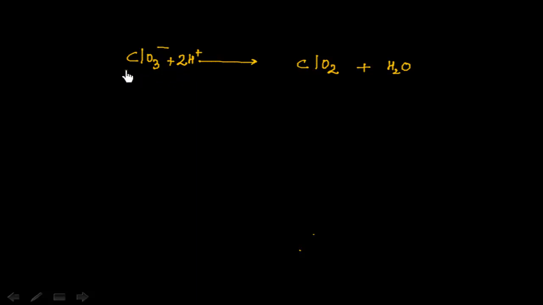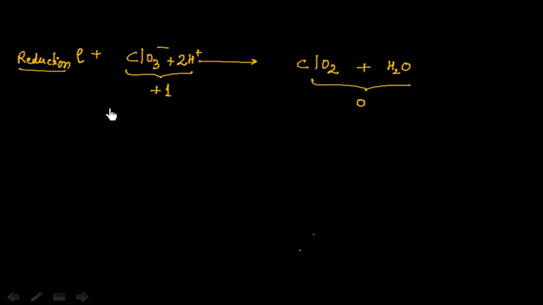Now let us check the charge. What is the total charge this side? We have 1 minus charge, and this side we have 0 charge. This means we have to add 1 electron this side, so that we can have 0 charge this side also. So this is the reduction half. You see, this is a gain of electron, and gain of electron is always reduction.